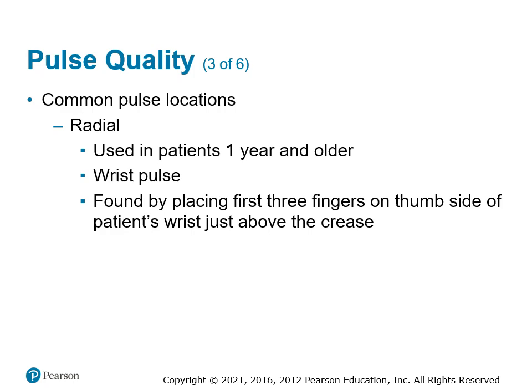So common pulse places you'll find would be, of course, the wrist in an adult. This is our radial pulse, and it's checked in all patients 1 year or older. Once again, use your fingers on the thumb side of the wrist, just above the crease there, and feel the pulse to find the radial pulse.